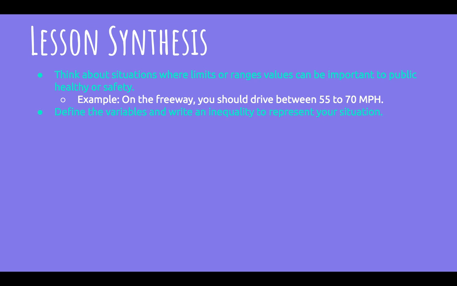So now we're going to think about, in that real world scenario you just picked, how can you define the variables in it, the amounts that can change, and then write an inequality to represent that situation. So in my example on the freeway, I'm going to say let Y represent a driver's speed. That's me defining my variable. So my inequality would be that 55 is the slowest you should drive, and that's less than or equal to Y, the driver's speed, and Y should be less than or equal to 70, which is the maximum speed you should drive. I could have also written two inequalities and said 55 is less than or equal to Y, and Y is less than or equal to 70, but I combined them into one here.